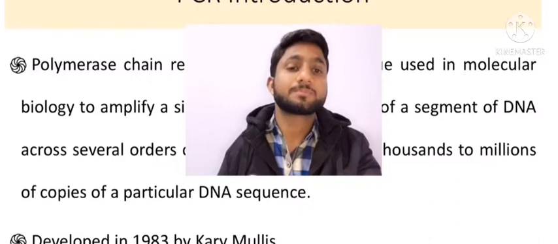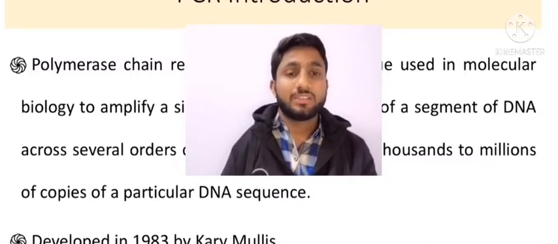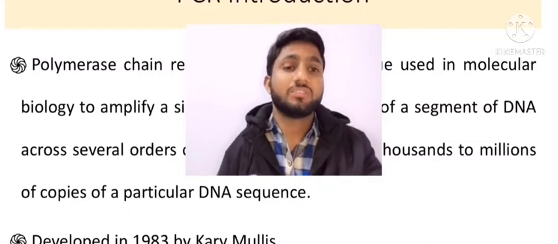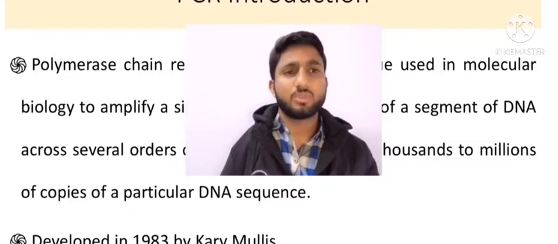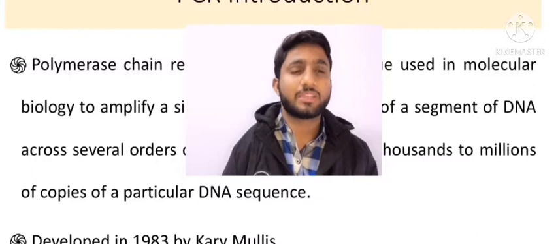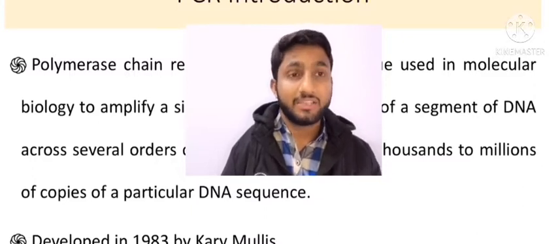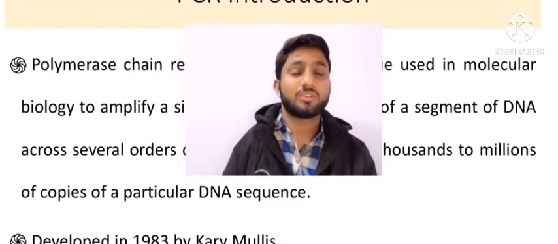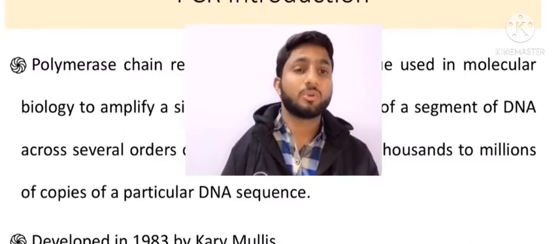PCR was first developed by Kary Mullis in 1983. In 1983, Kary Mullis used Thermus aquaticus, a microorganism which can tolerate high temperature. It was used for DNA denaturation, as a DNA polymerase as well.